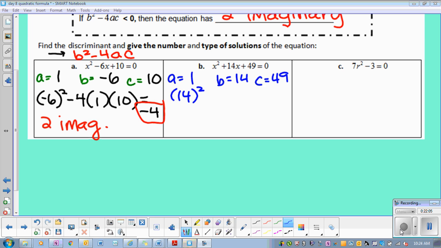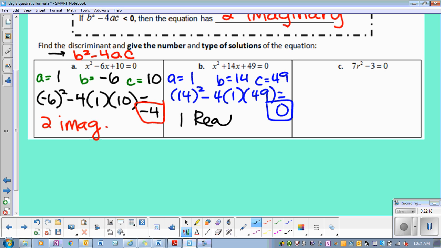14 squared minus 4ac, you're right, is 0. So if my discriminant is 0, what does that tell me about the number and type of solution? Good. 1 real. Good job.